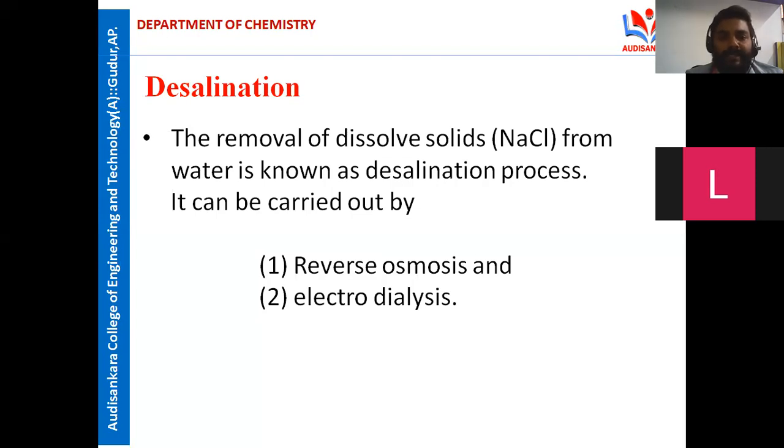What is desalination? What is the procedure of desalination? Desalination is nothing but the removal of dissolved salts from water. I will repeat again: removal of dissolved salts, NaCl, from seawater is known as the desalination process. It can be carried out by the reverse osmosis process and the electrodialysis process. These are two important processes for purification of water.